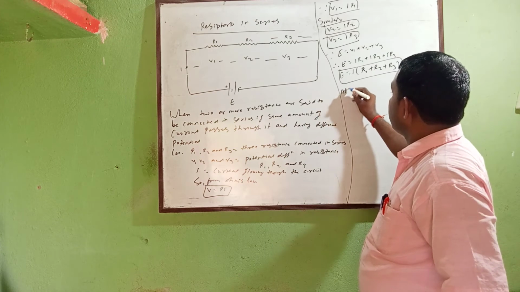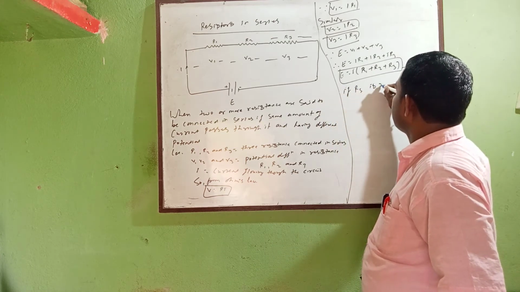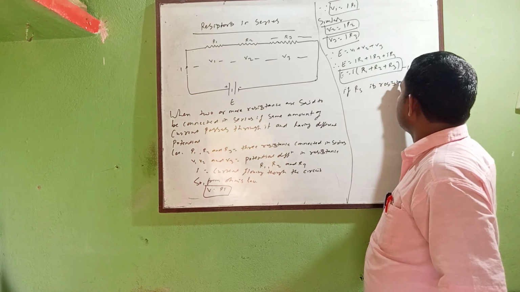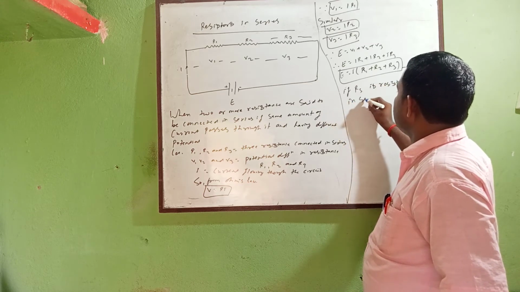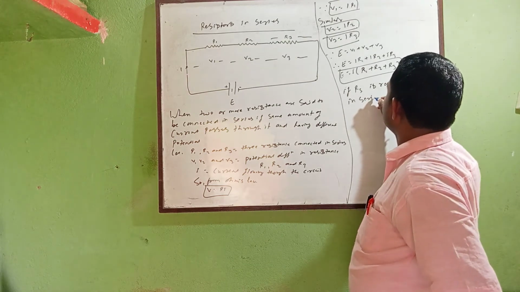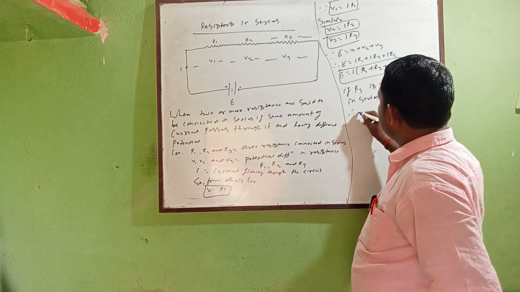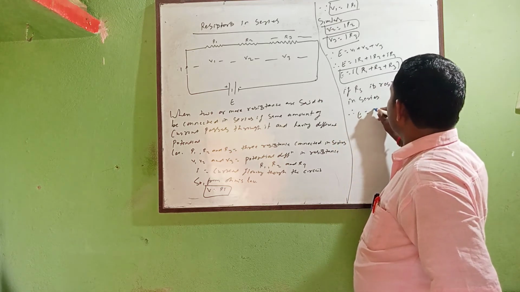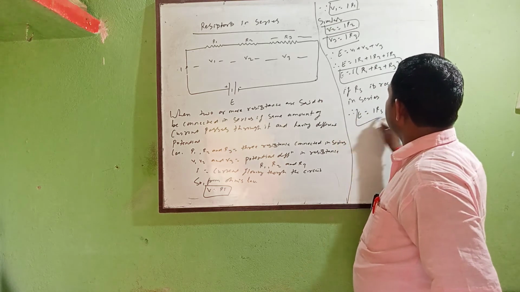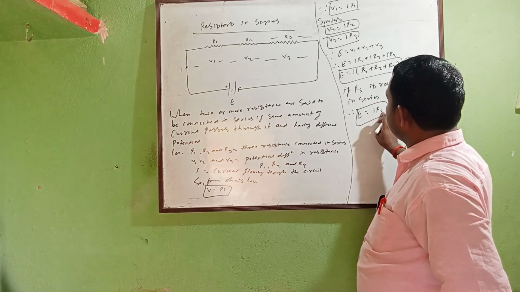Also we know that if Rs is the resistor in series, therefore you can write E equal to IRs, where Rs is the resistor in series. This is equation 2.